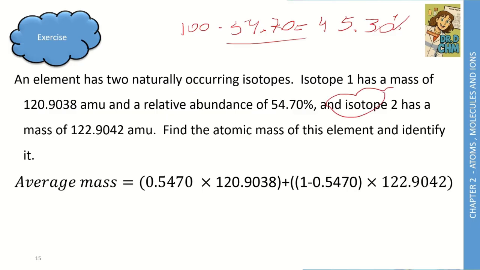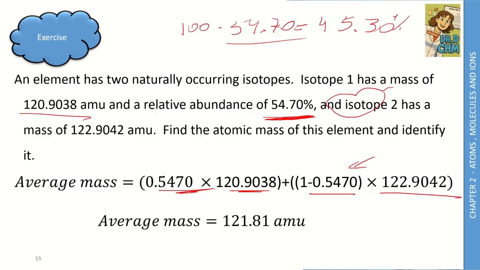So the average mass will be the percentage divided by 100. You cannot use directly the percentage. You need to divide by 100. So then multiply by the mass, which is over here. And then we're going to add the product of the percentage, which is the abundance of the second isotope, times the mass. And then you're going to find the average atomic mass unit. And if you have the periodic table in your hand, you're going to find who this element is. So this is antimony over here.